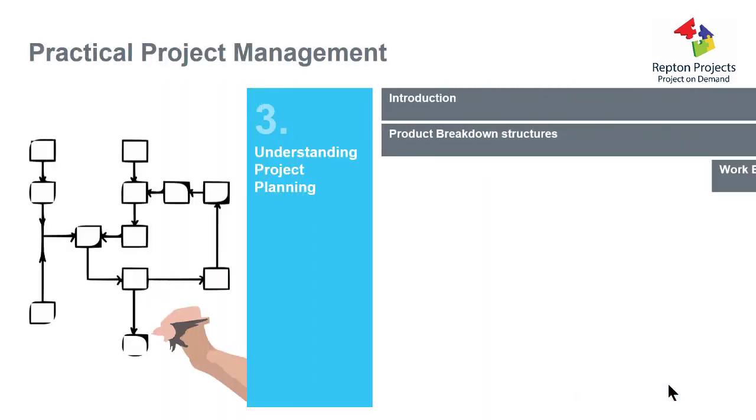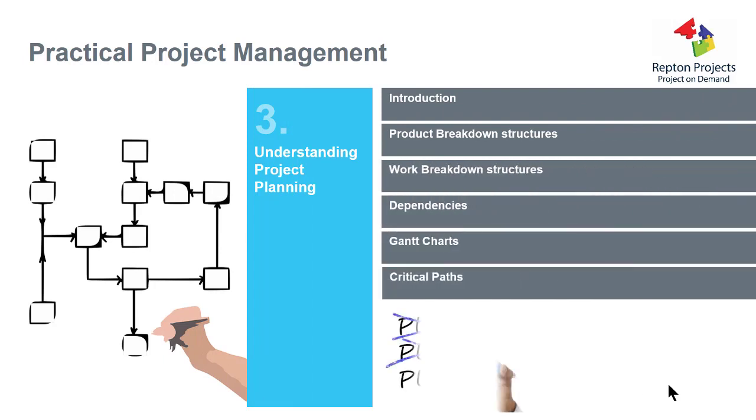We're going to talk about 5 or 6 things today, and this is where we start to introduce a little bit of jargon, I suppose. We're going to talk about something called a product breakdown structure, and something called a work breakdown structure, the dependencies in between the tasks that we have to perform on our projects, a Gantt chart, and then finally a critical path.